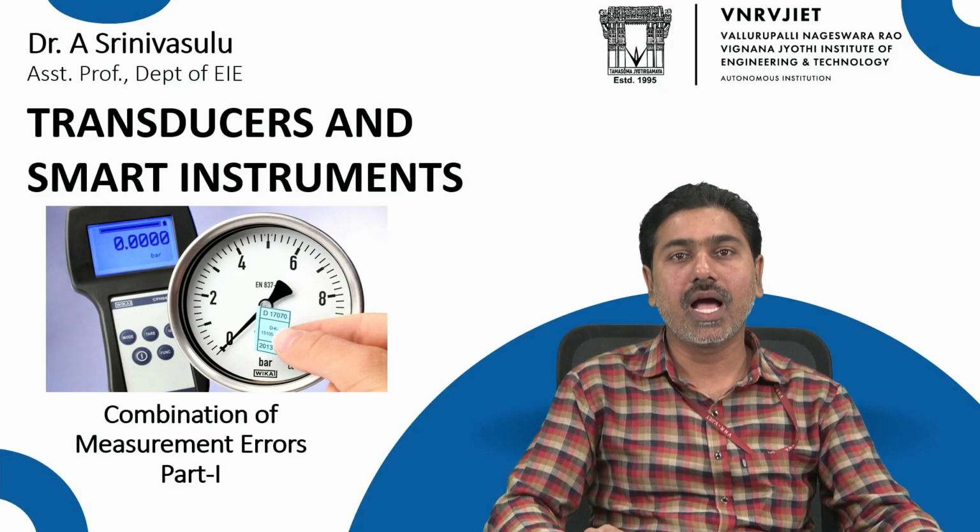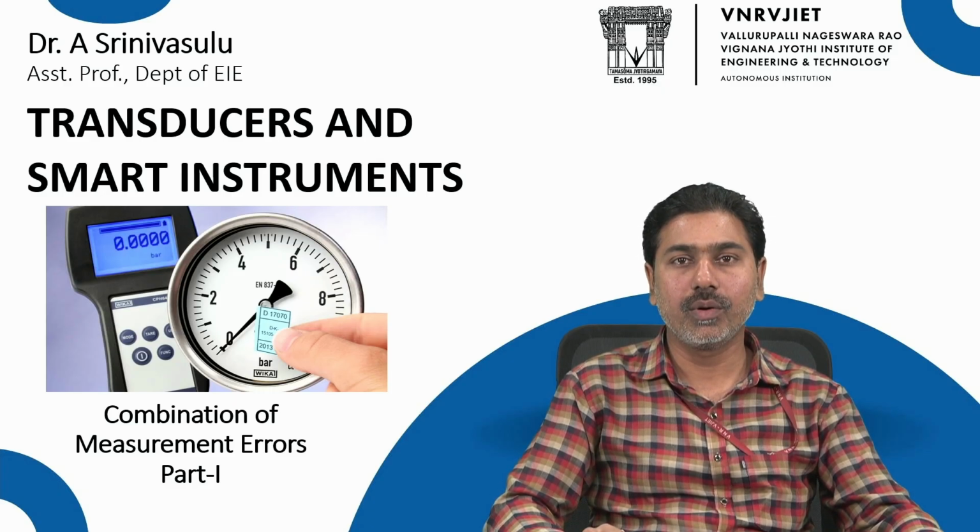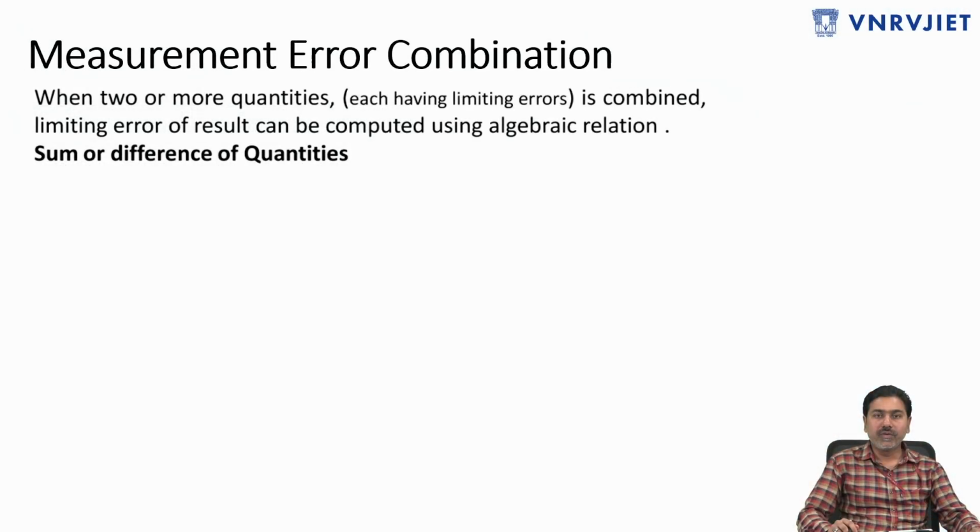In this video, I am going to explain to you about the combination of measurement errors. Before explaining the measurement errors and how they are combined, let me recall what the measurement error was and why we need to combine these measurement errors. As I explained in the previous videos, the measurement error is the difference between the true value and the measured value.